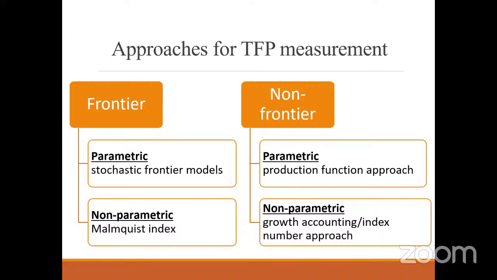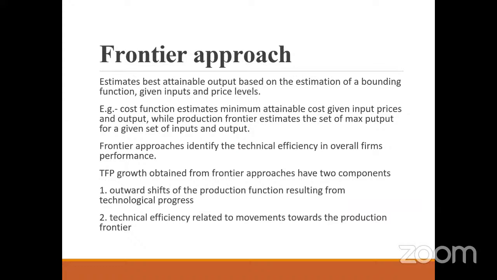Coming to the approaches, broadly there are two approaches, frontier and non-frontier, which can be divided into parametric and non-parametric approaches. The frontier approach estimates the best attainable output based on the estimation of a boundary function, which can also be called the production frontier, given the input and price levels. A cost function estimates the minimum attainable cost given the input prices and output, while the production frontier estimates the maximum output for a given level of input.